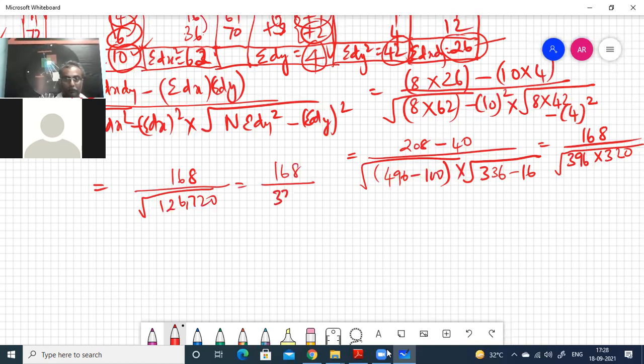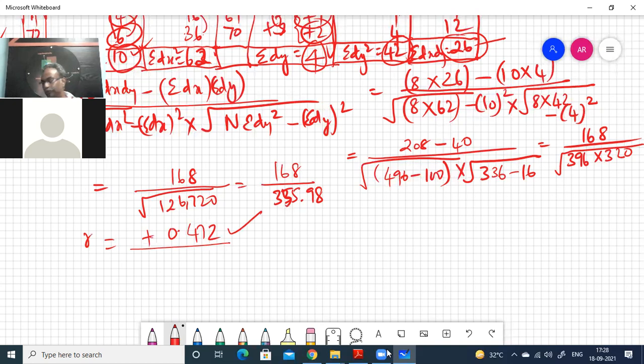355.97. 55.98. 97. Okay. 98, yeah. So you divide that now. What to do? 168. 0.47, uncle. Okay, I think 2 is coming. You can give after 3 digits. So this is the correlation coefficient.